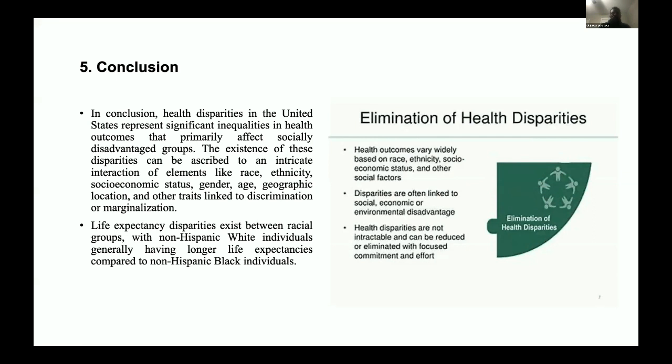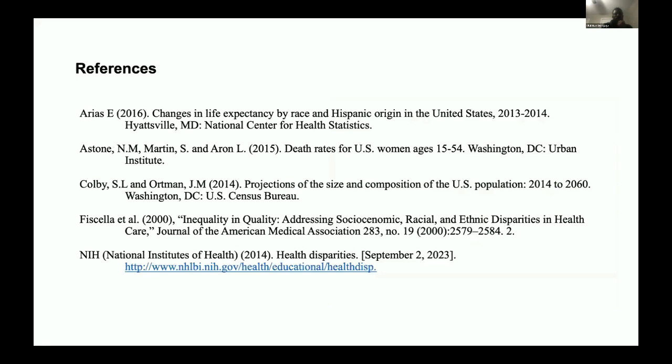And so disparities are often linked to social, economic, and environmental disadvantage. So it depends on where you find yourself. If you are from another country visiting the United States of America, you just have to find a way of getting your health insurance in place before you can have the full benefit of what the health system is all about. It is when you get involved in the health element of it that you understand how important all these parameters are to have in place. Also, health disparities are not intractable and can be reduced or eliminated with focus, commitment and effort that we can adopt over time. So I think that's the summary of what we have in our research.